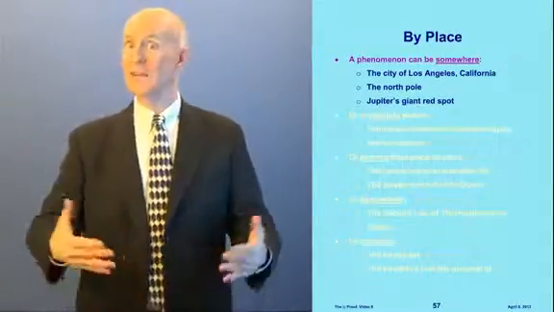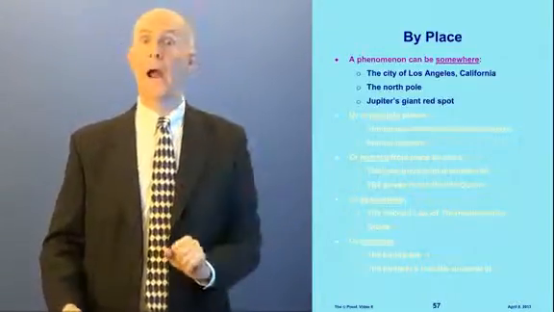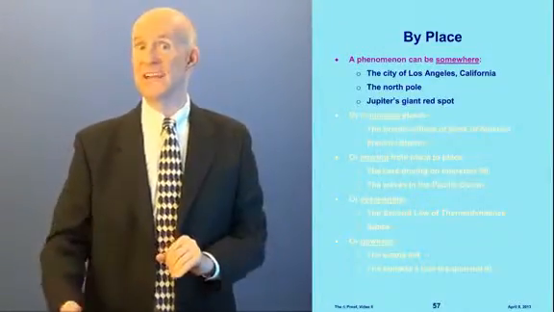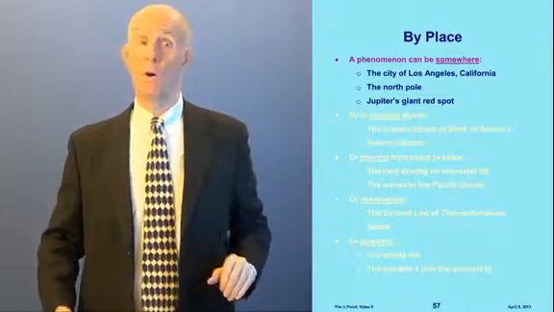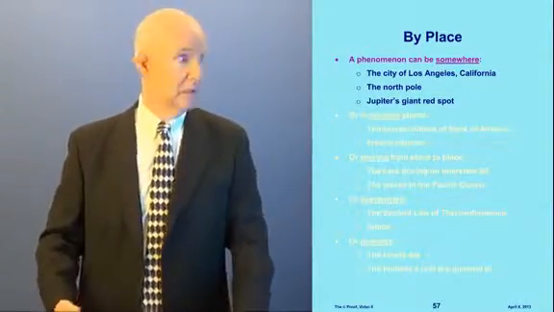All right, we can classify phenomena by place. Where are they? Okay, phenomena could be somewhere, like the city of Los Angeles, California, the North Pole, Jupiter's giant red spot. I've never been there. I don't think you have either.